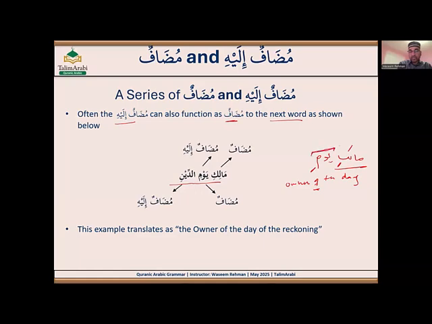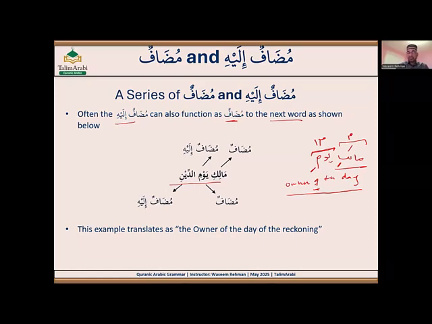So a light word with no al should be mudaf. And after that, if an ism has jar status, it should be mudafun ilayhi. So that's why I'm putting a kasra in between. So: owner of the day. This is one mudaf mudafun ilayhi construction, owner of the day.